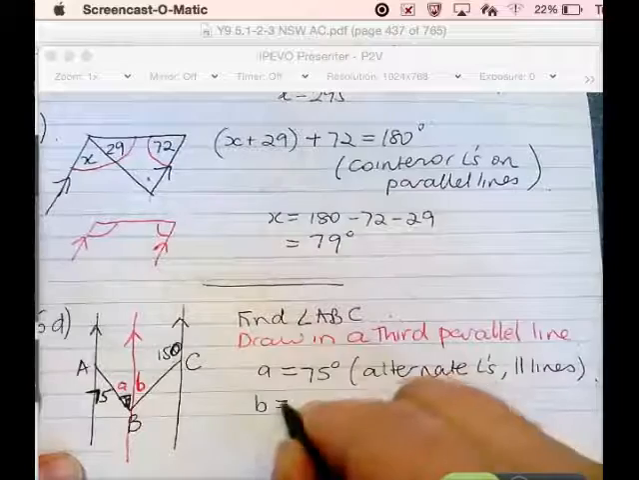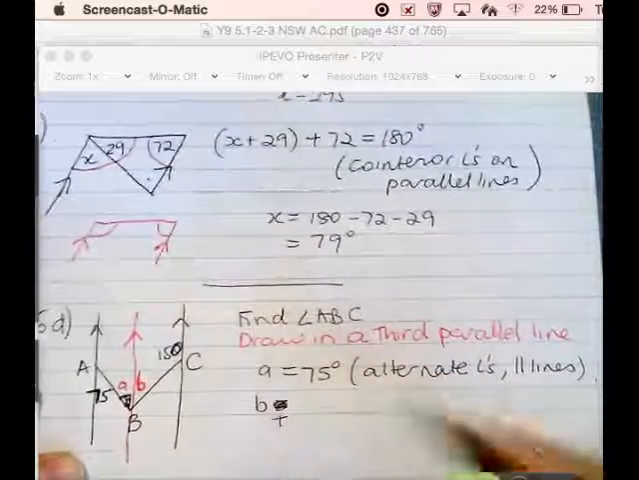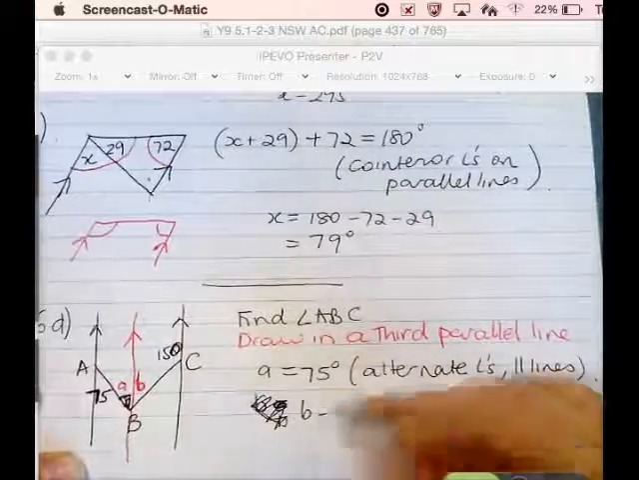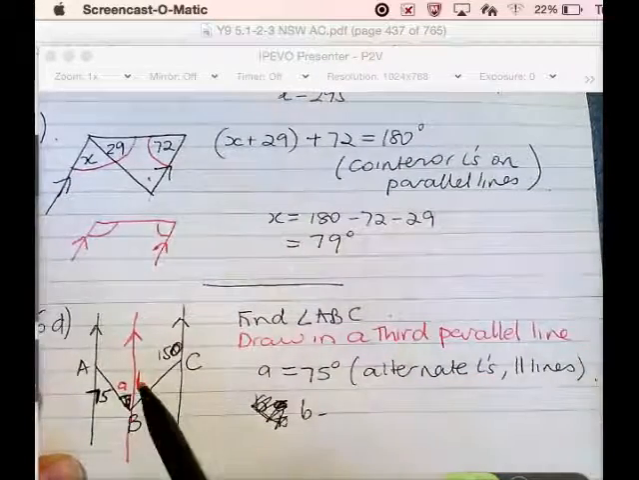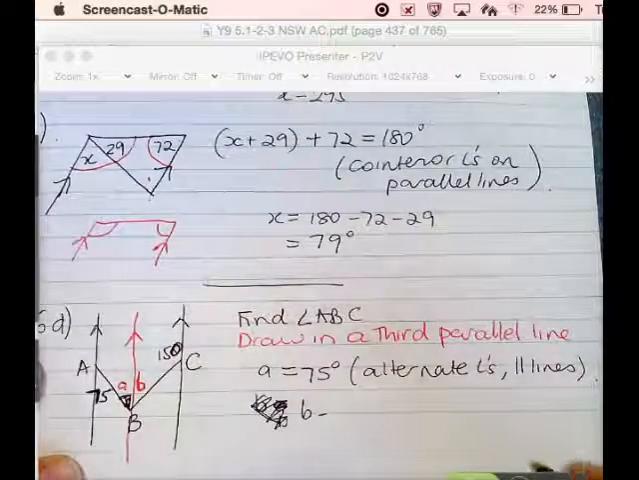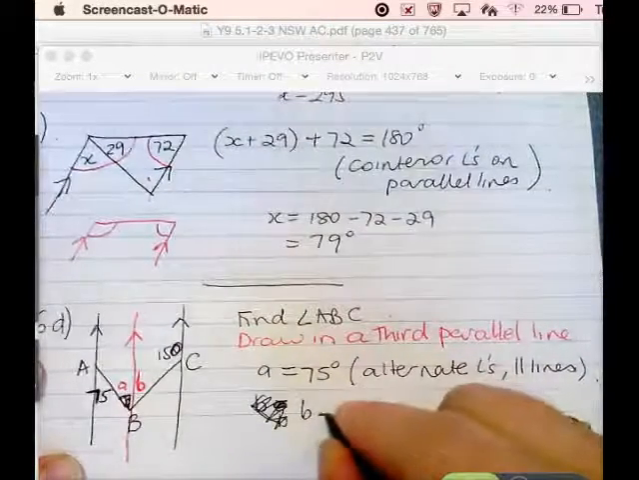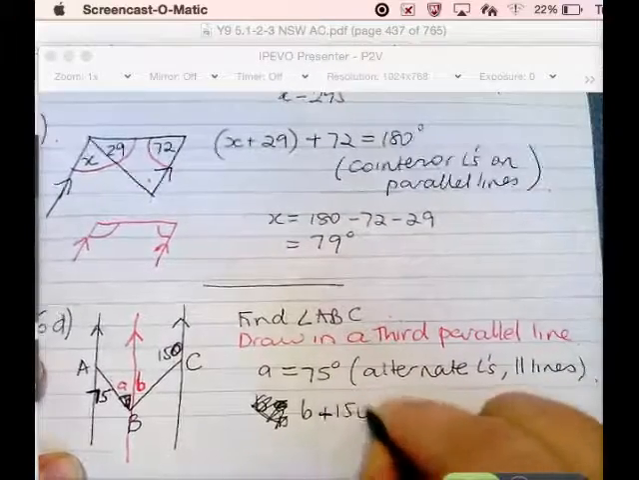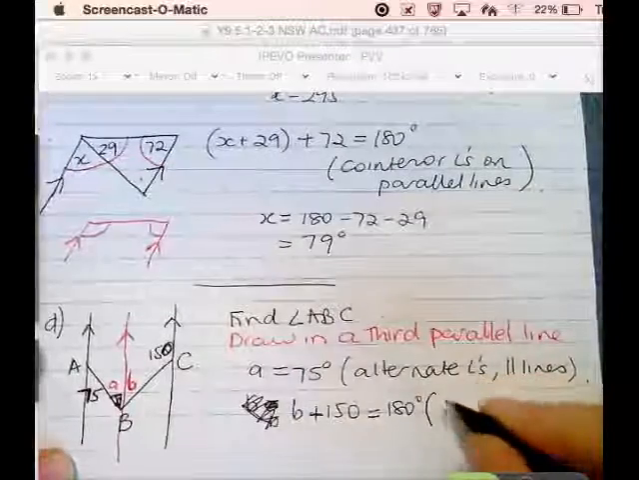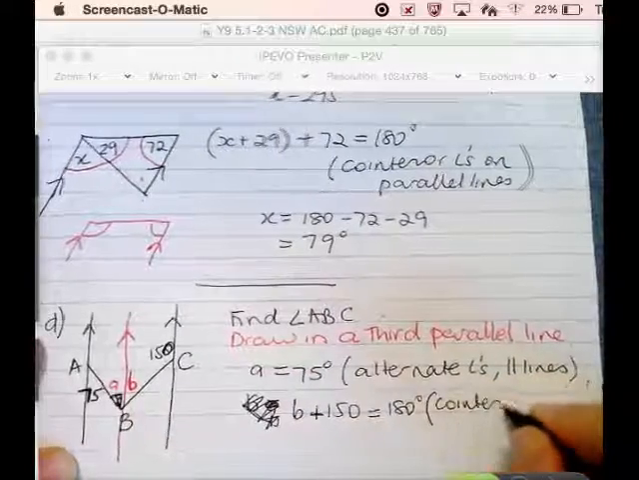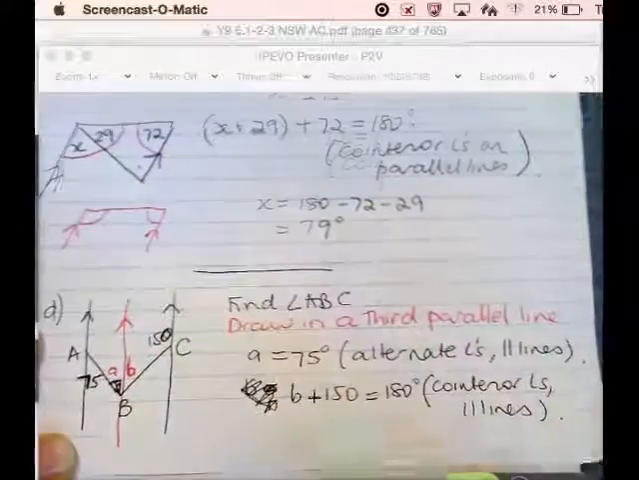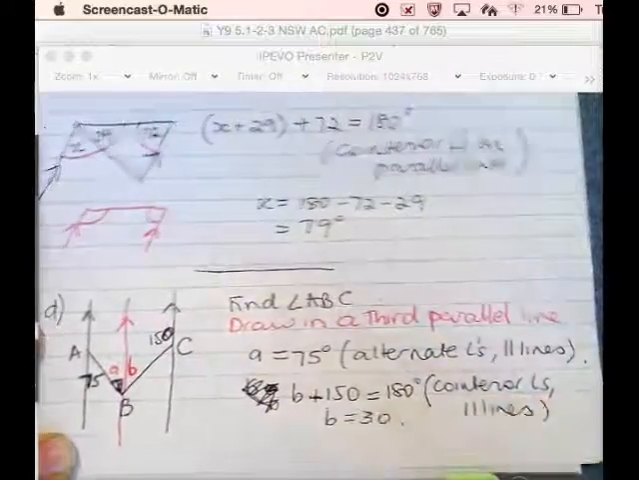What about little b? No alternate there for little b. Little b plus? Guys, how am I going to work out b? Co-interior. What do I write? 150 plus b equals 180. Co-interior angles, parallel lines. So therefore b is 30.